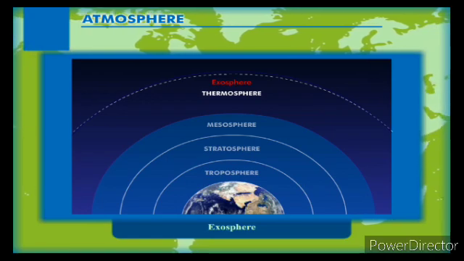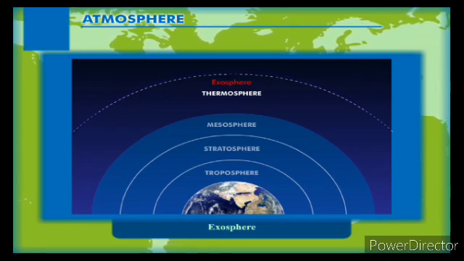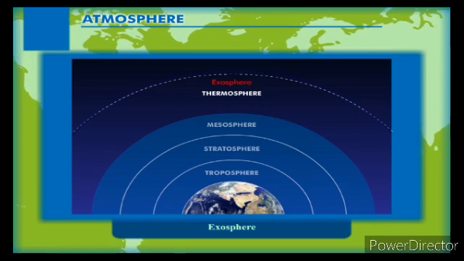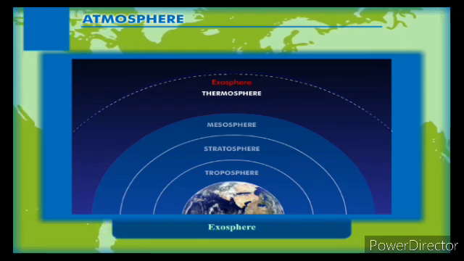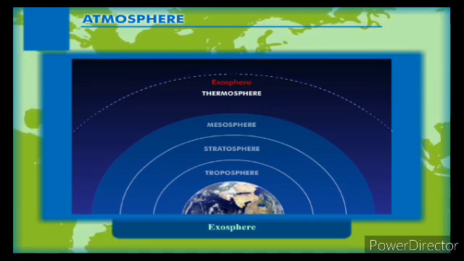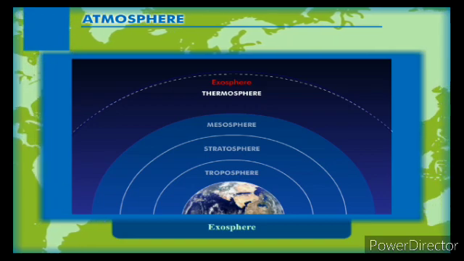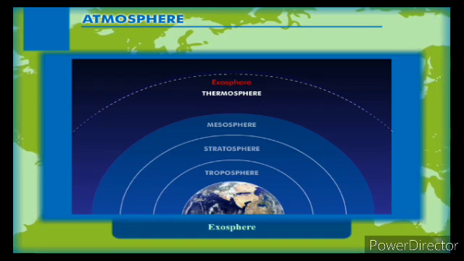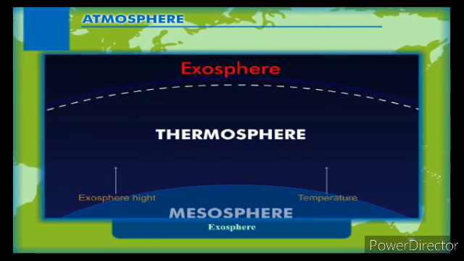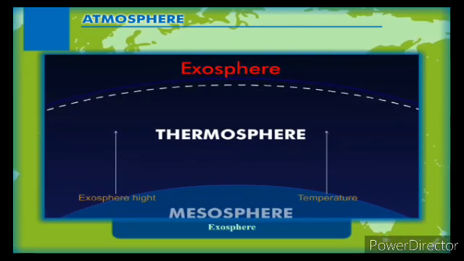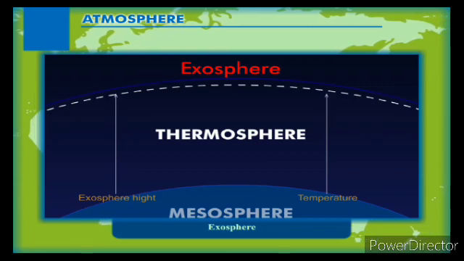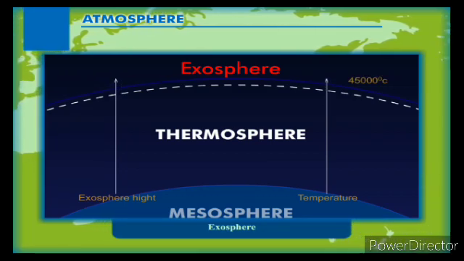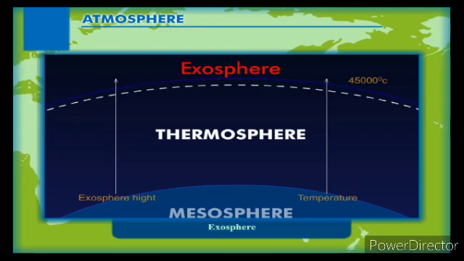Exosphere. The outermost layer of the atmosphere is called exosphere. The air thins in this sphere until it ultimately merges into outer space. The temperature increases rapidly in this layer because of solar radiation. The temperature increases with increase in height and may reach up to 4500 degrees Celsius at its outer limit.